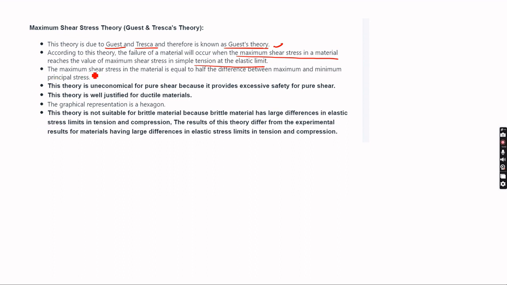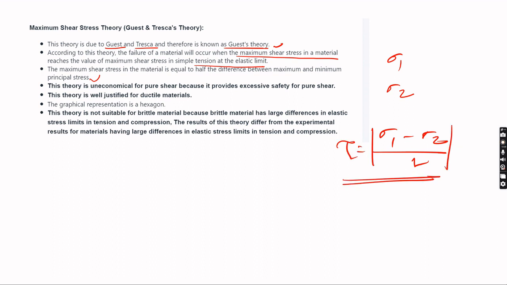The maximum shear stress in the material is equal to half the difference between the maximum and minimum principal stresses, which you know already. If you want the principal stresses sigma 1 and sigma 2, you have already derived this. I'm telling you only sigma 1 and 2, not 3, for plane stress. If sigma 3 is also there, then take the max of all these three. So this will be your tau. You have derived this, so I'm not going in depth on it.